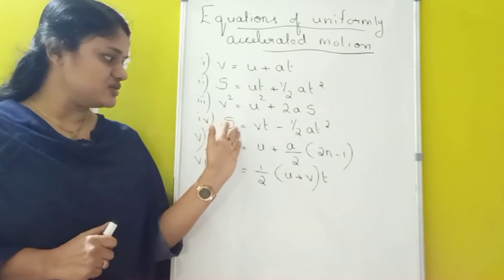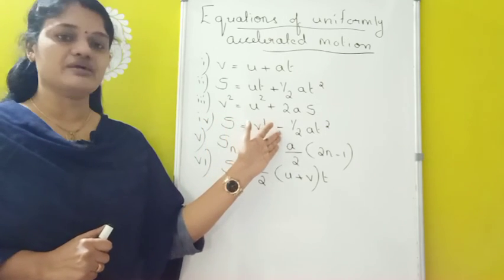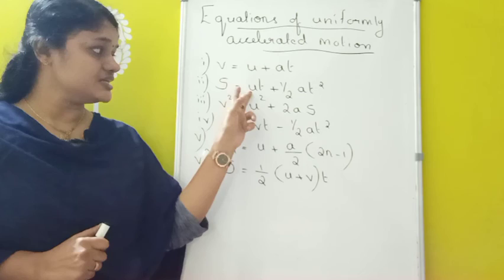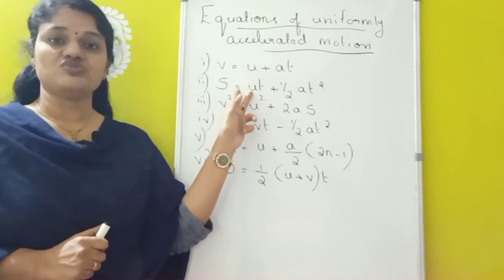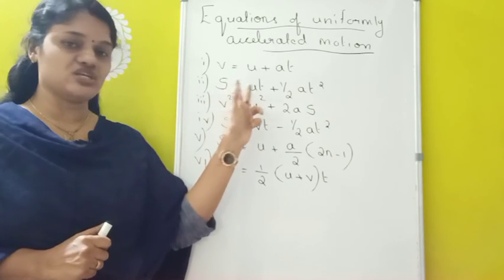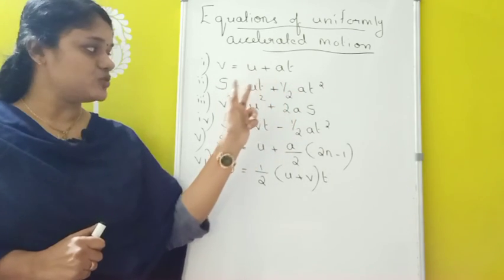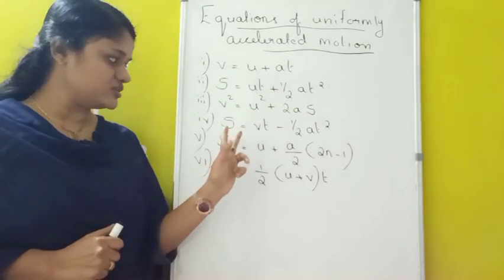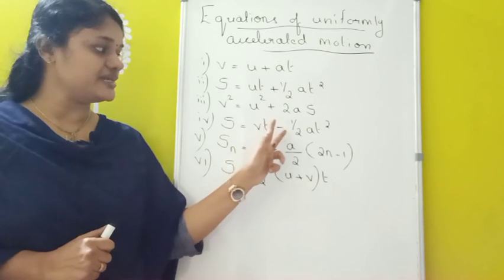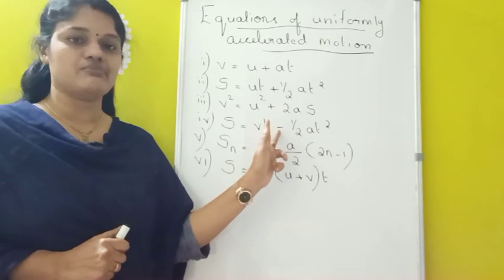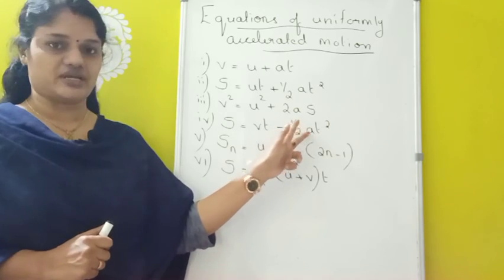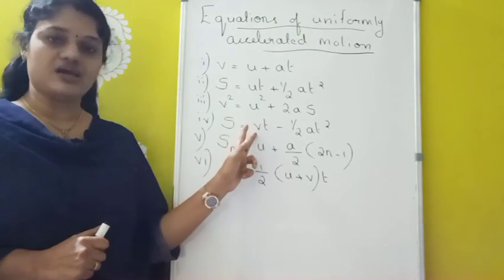The next one, the fourth, is s equals vt minus half at square. Suppose if you are writing displacement in terms of initial velocity, the relation is s equals ut plus half at square. Suppose in terms of final velocity we are writing, the formula is s equals vt minus half at square. Here instead of plus we are putting minus, and instead of u we have v.